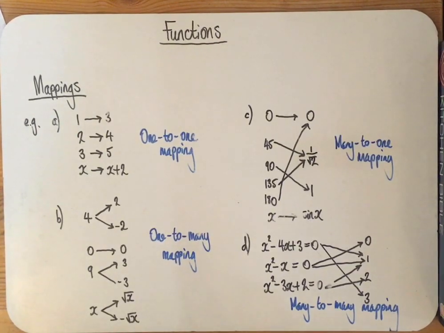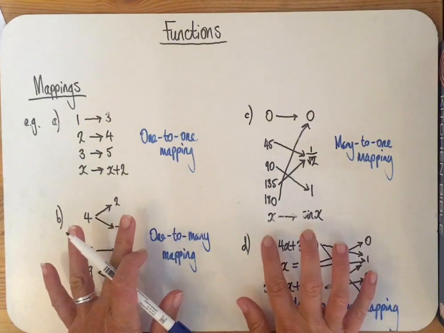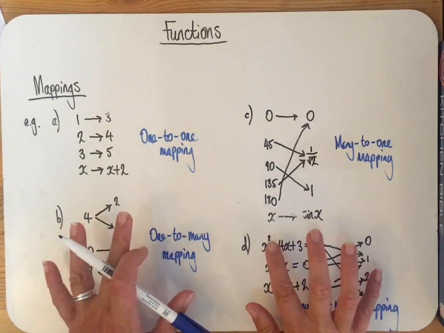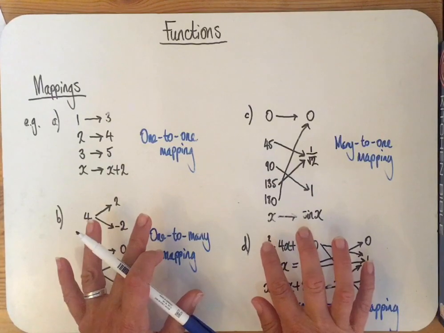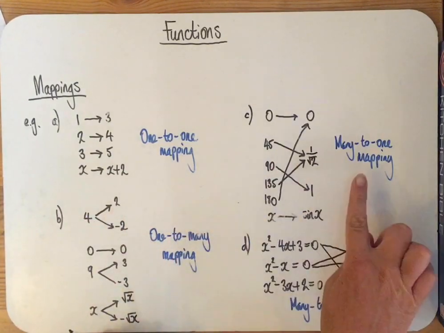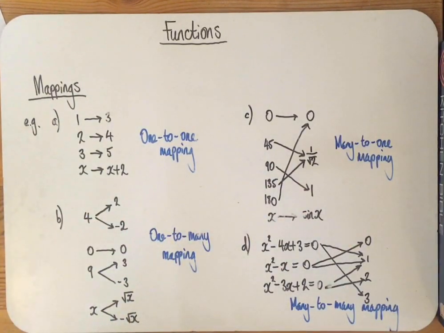With functions, you need a unique value of y for each value of x that you put in. So for a function, you need to know where you're being mapped to, because otherwise it would be quite ambiguous. And so one to many and many to many mappings are not technically functions. One-to-one mappings and many-to-one mappings are. So I'll jot that down for you.